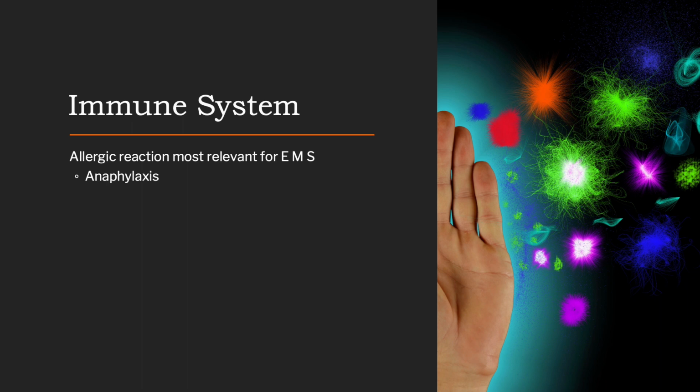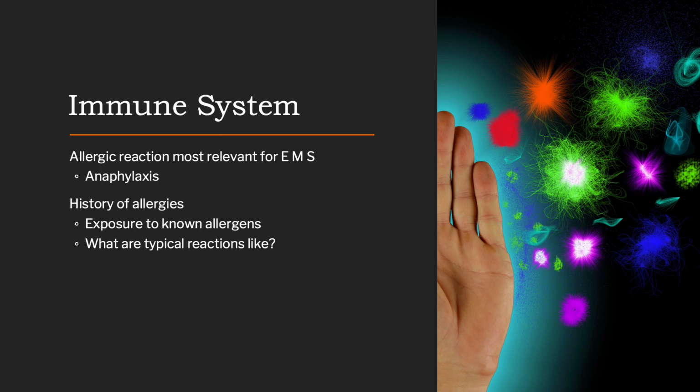An allergic reaction is going to be a reaction to some kind of allergen. And when it gets severe and we really have to intervene, it's an anaphylactic reaction. So ask them if they have a history of allergen and if they have been exposed to it. And what do their reactions normally look like?